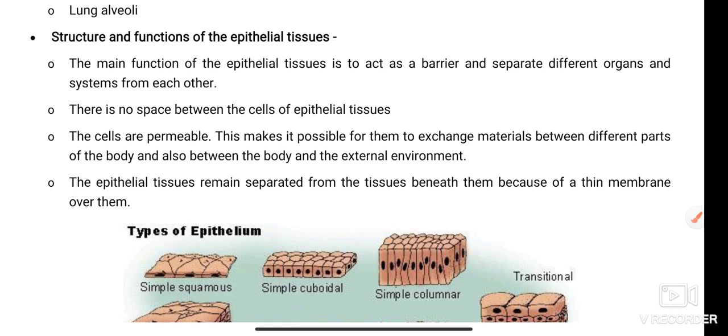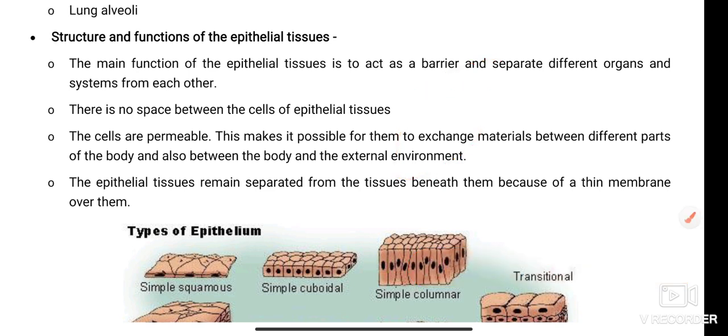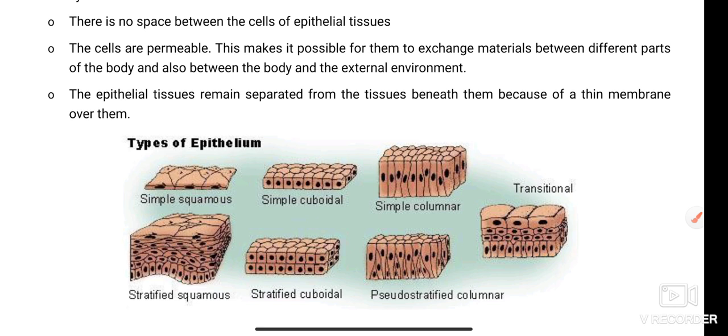There is no space between the cells of epithelial tissue. The cells are tightly packed. The cells are permeable. This makes it possible for them to exchange materials between different parts of the body, and it also allows exchange between the body and the external environment. Permeable means it allows particles to pass through them. Epithelial tissue remains separated from the tissues beneath it because of a thin membrane over it.